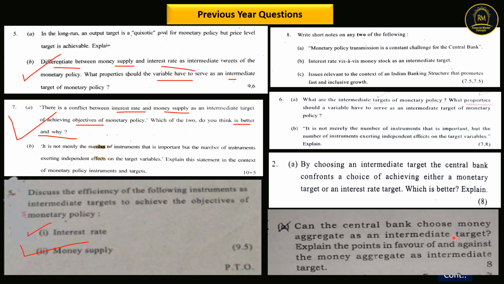Can the central bank choose monetary aggregate as an intermediate target? Explain the points in favor and against the monetary aggregate as an instrument of intermediate target. So if you see all these questions, they are long questions. They are 8 marker, 7 marker, 9.5 marker, 10 marker. So this is a very important question.